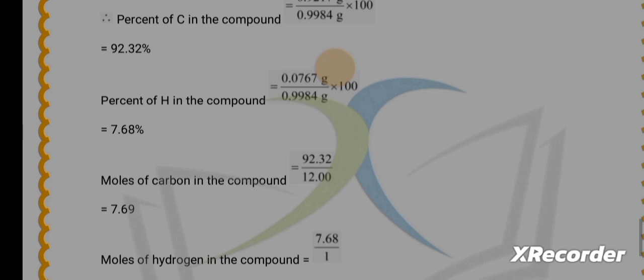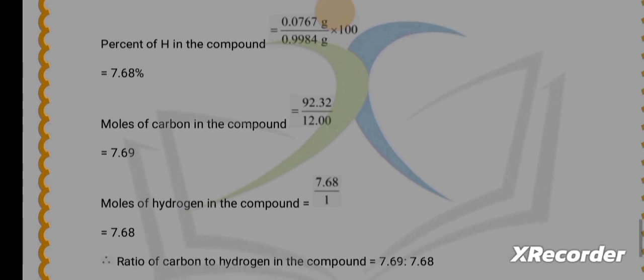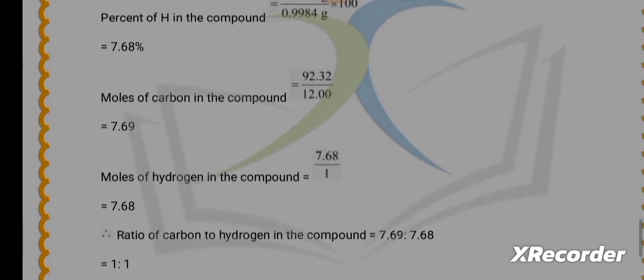moles can be calculated by dividing the given weight by its molar mass. Now the carbon mass is 92.32 and carbon molar mass is 12. So divide 92.32 by 12, you will get 7.69. Same here for the hydrogen. Mass of hydrogen 7.68, molar mass 1. So your calculation is 7.68.